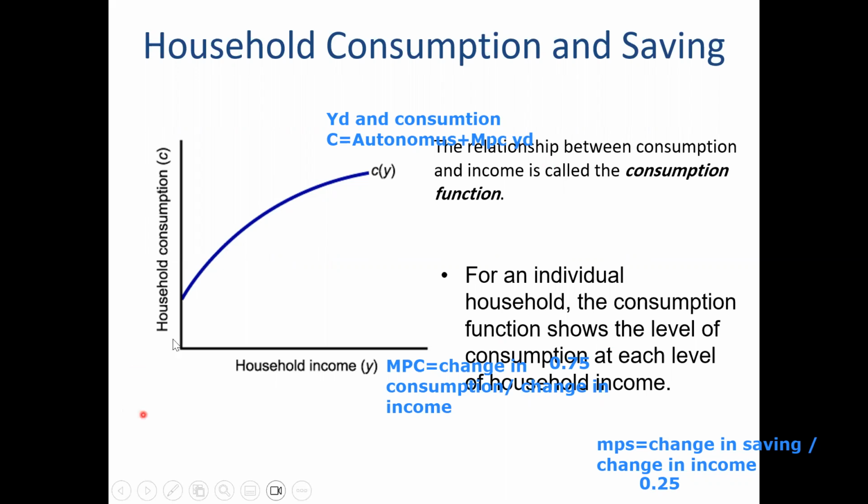On the vertical axis, we have household consumption. On the horizontal axis, we have household income. On the x-axis we have capital Y, and on the y-axis we have capital C. As we see, the consumption function doesn't start from zero because we have autonomous consumption, which any human being must consume even if their income is equal to zero.